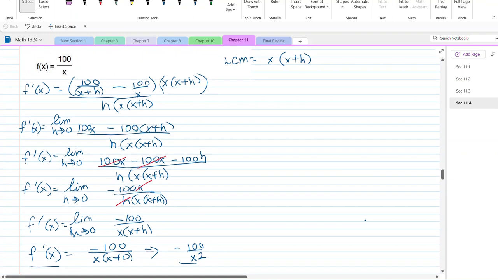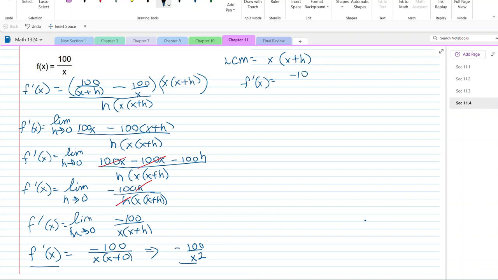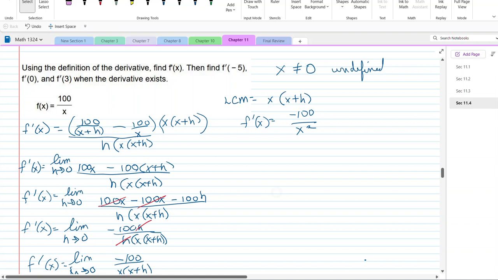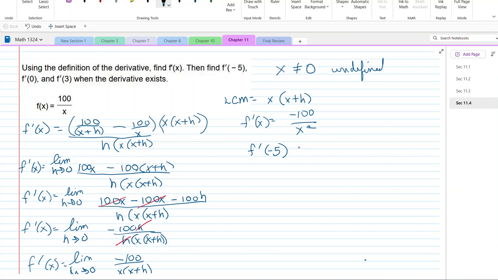So now that I know the derivative, I am going to find f prime of negative 5. So that's going to be a negative 100 over 25, which gives me a negative 4, if I did the math right. So I'm going to have a negative 4 for that.